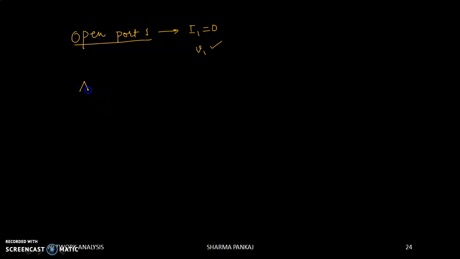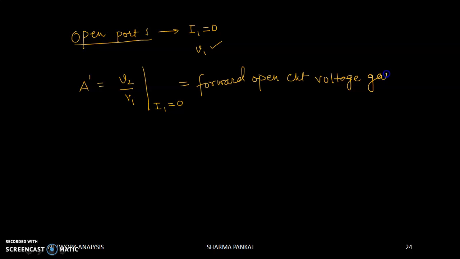A dash will be V2 upon V1. Under what condition? The condition is, we have opened port number 1 and that has made I1 equal to 0, and V1 is finite. This is called forward open circuit voltage gain. The ratio is voltage upon voltage, so it is unitless.